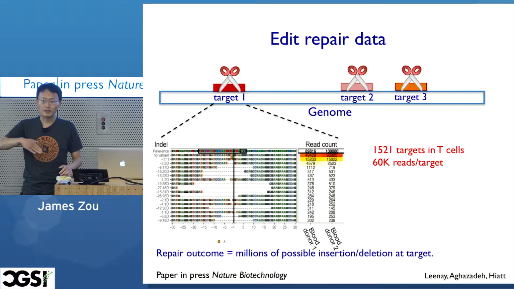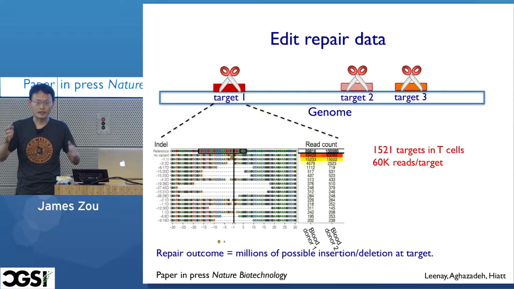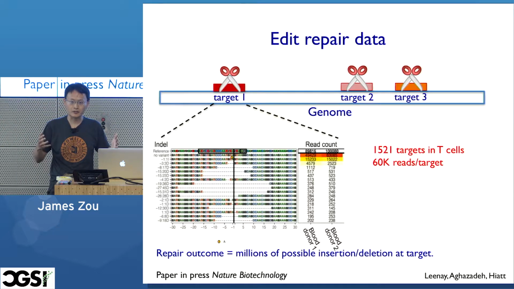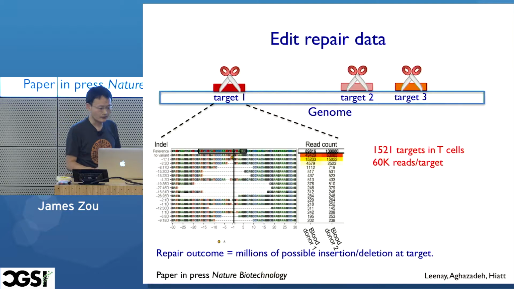Then we do deep sequencing at the location to see, in this population of millions of cells, how many of them will actually have insertions and deletions at the location where I make the cut. That gives me a very rich set of observations about this repair process at that location. The data that we collect will have basically the following form. This is an example of it.